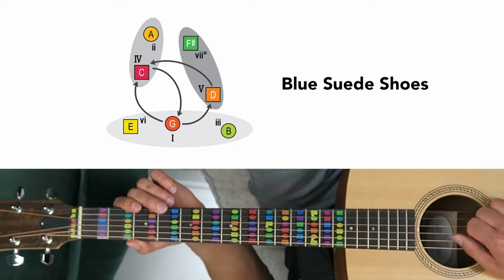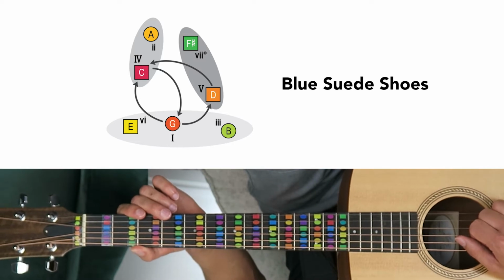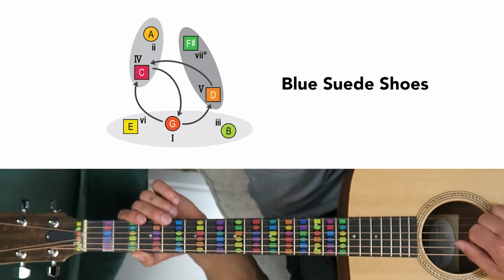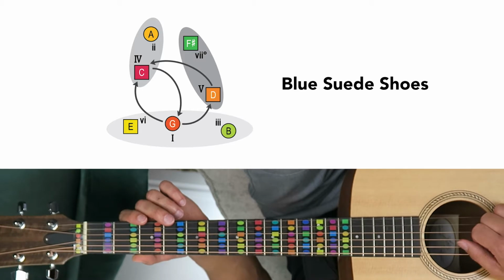The first was Blue Suede Shoes by Carl Perkins, which flows through chord functions of stability, change, and tension using the 1, 4, and 5 harmonies.